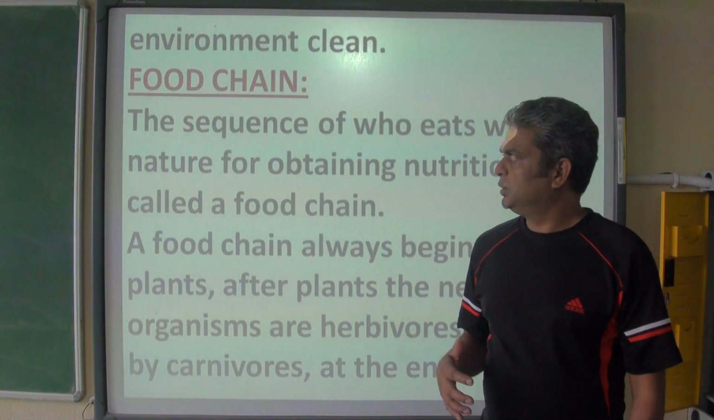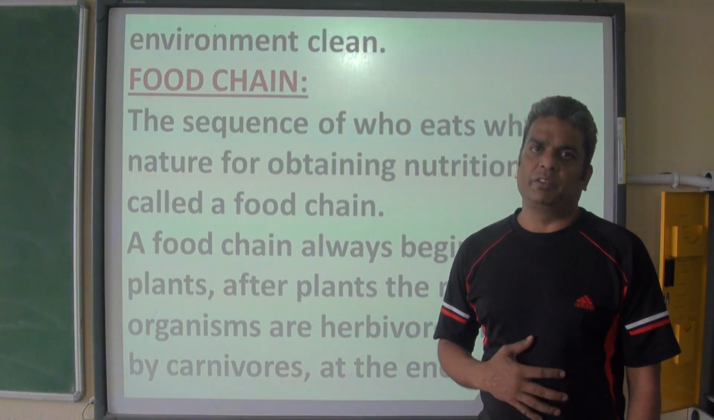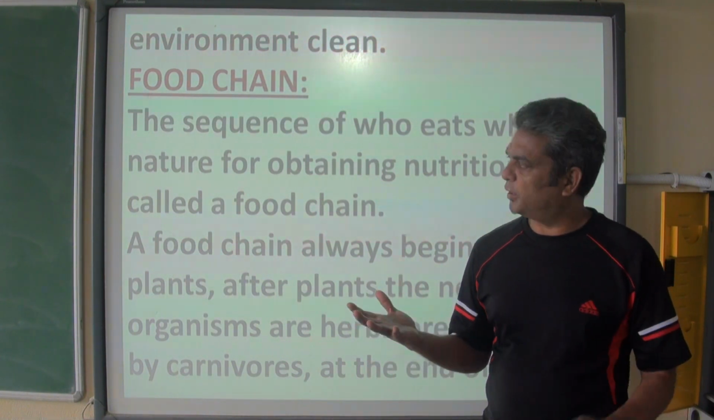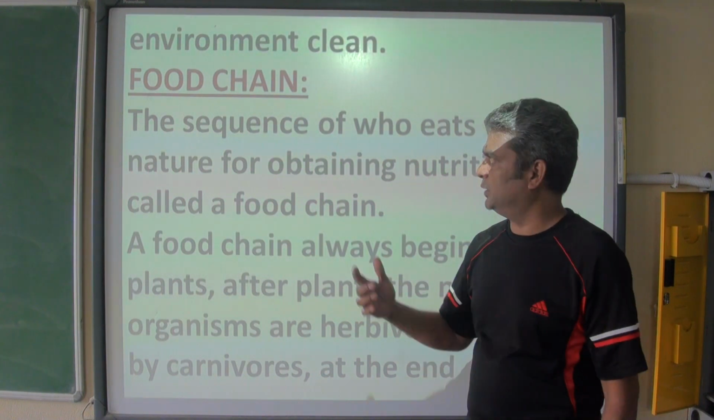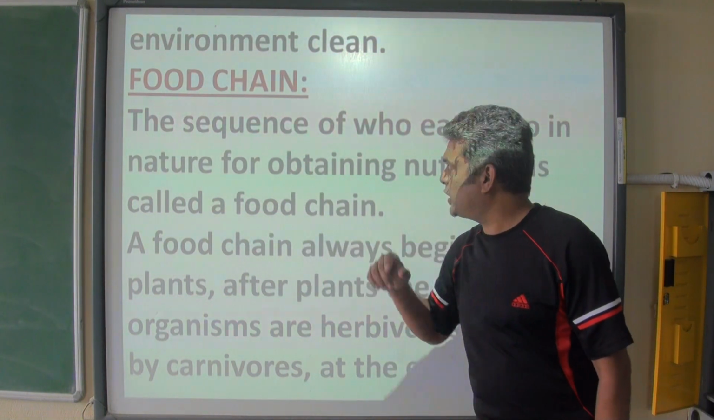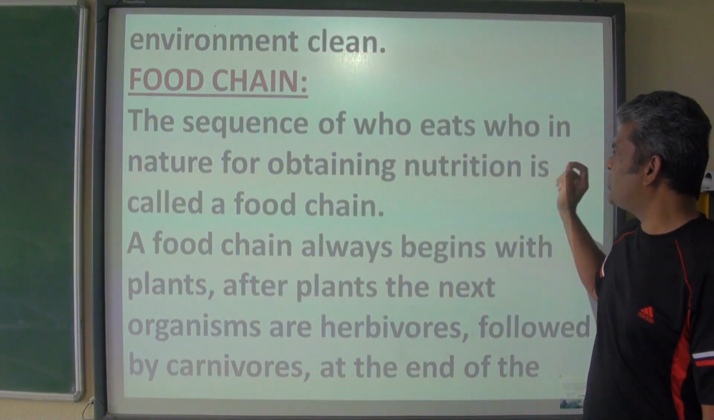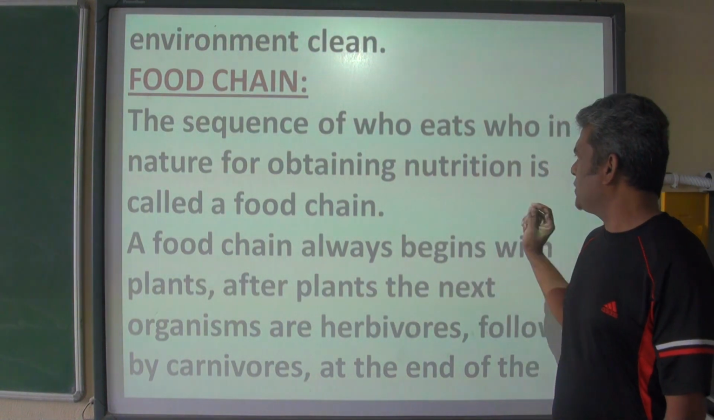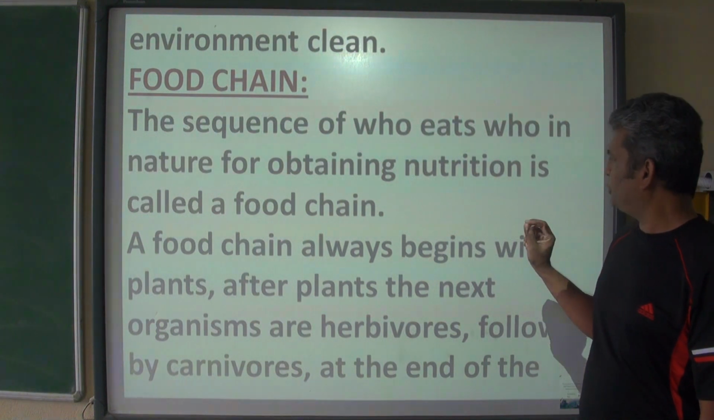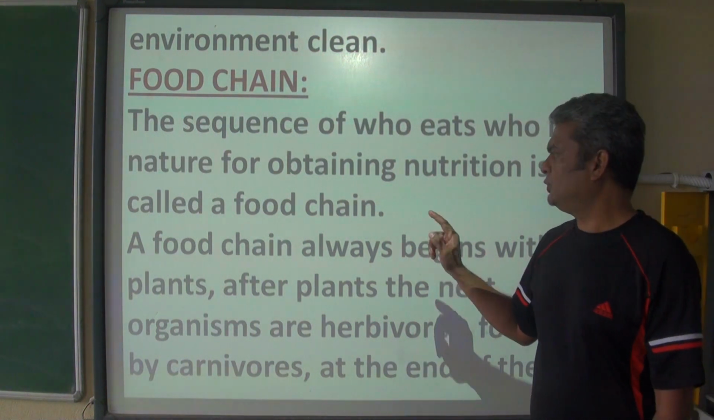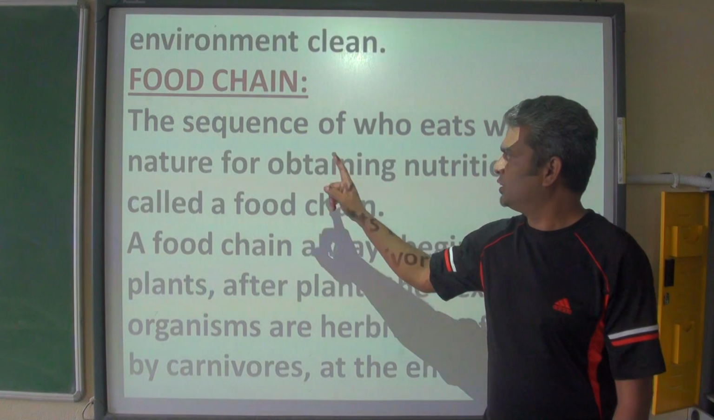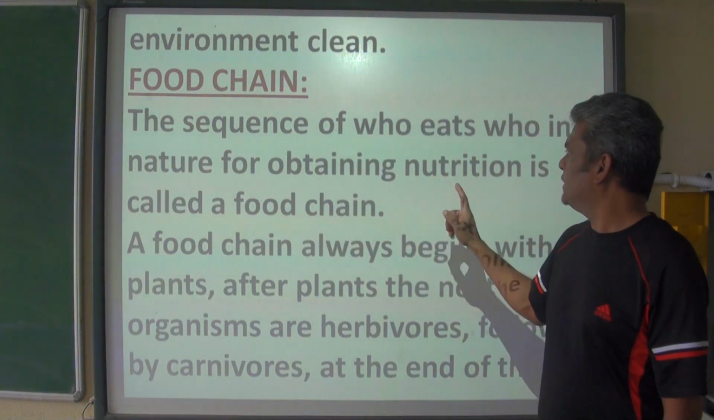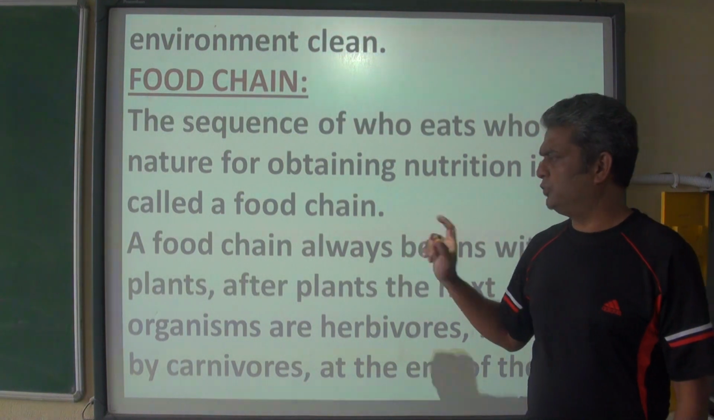Now, this is very important: the food chain. Why do we need a food chain? Food chain is very important so that there is a balance in nature. How? We'll come to that later. Now, what is a food chain? The sequence of who eats who in nature for obtaining nutrition is called a food chain. Again, I repeat it. The sequence of who eats who in nature for obtaining nutrition is called a food chain.